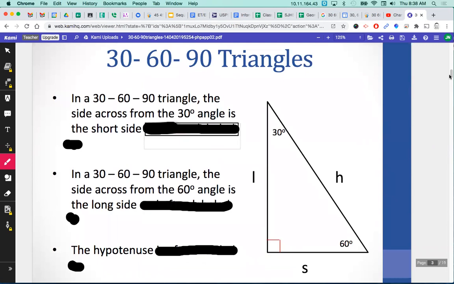All right. So in a 30, 60, 90 triangle, the side across from the 30-degree angle is always the shortest side. And we've talked about this. We know that the smallest angle corresponds to the shortest side. The 60-degree angle, which would be the middle one, corresponds to the longer of those two legs. And then the hypotenuse is always directly across from the 90-degree angle, and the hypotenuse is always the longest side.